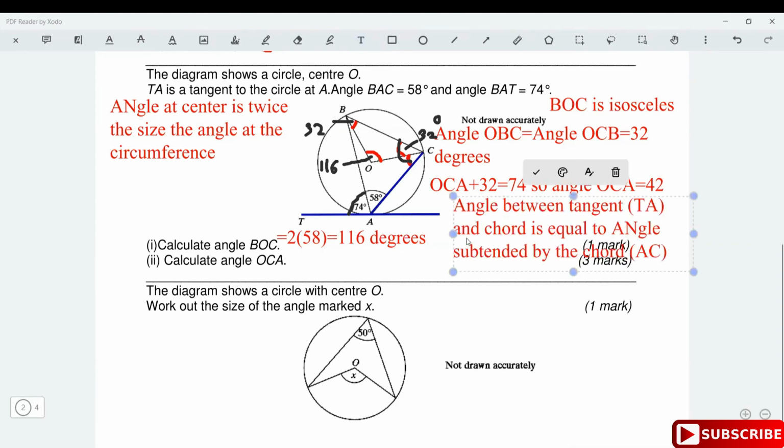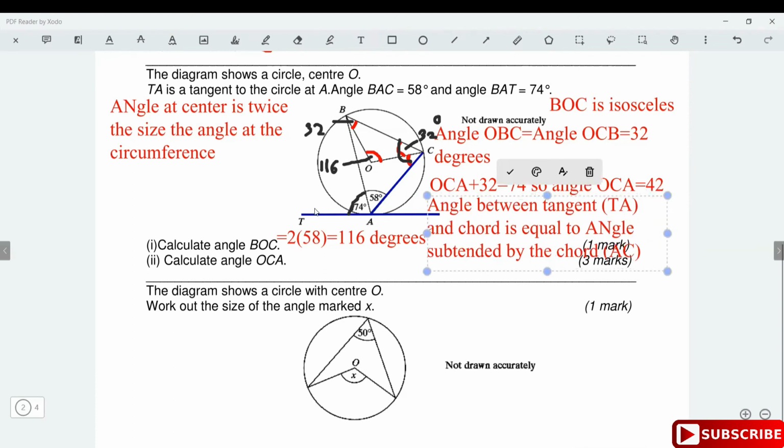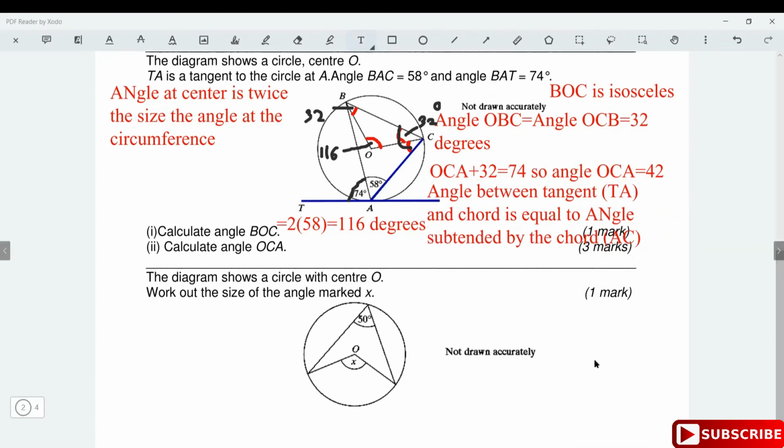All right, let's move it over a little bit. This one right here now says, write down the angle x. Angle at the center is twice the size of the angle at the circumference. X equals 100 degrees. There's no issue with that one at all.